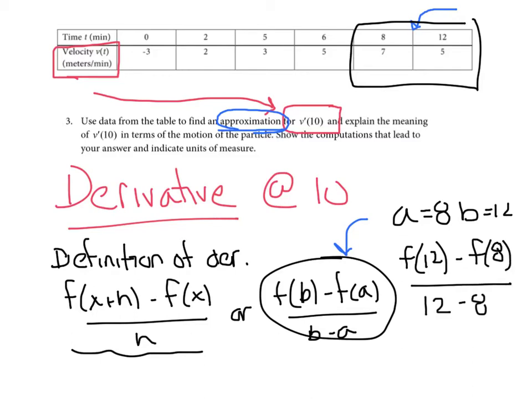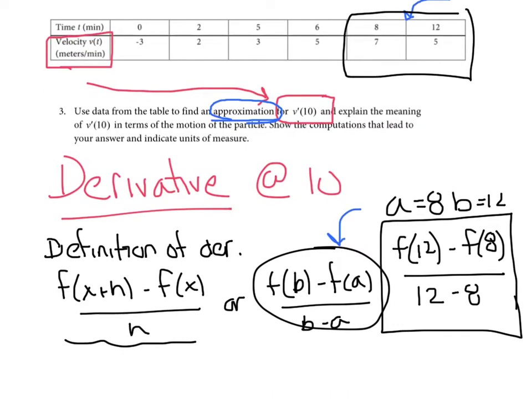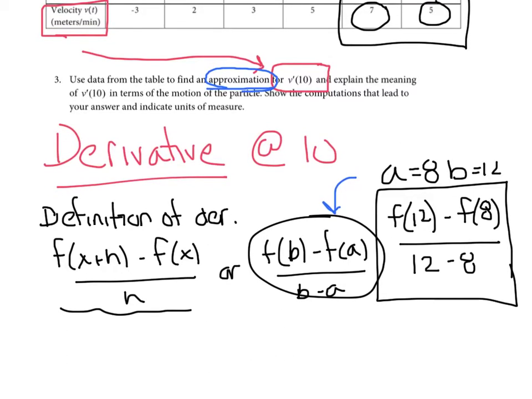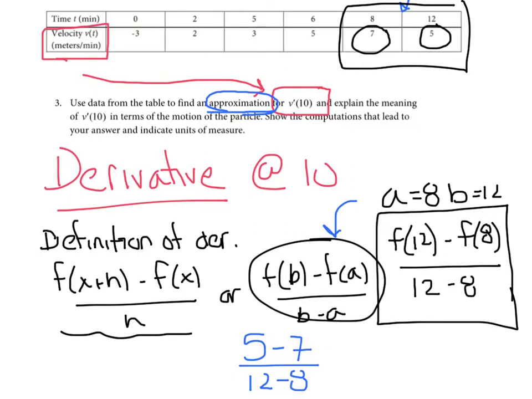And this notation is your work, your computation that needs to be on paper. Now we just look at the table. F of 12 is 5. And f of 8 is 7. So as I plug those in, I'm really just getting 5 minus 7 all over 12 minus 8. Now, the other thing you'll notice they said is you had to indicate units of measure. I really believe this is dummy proof. If you can read the table, you can't screw this up.